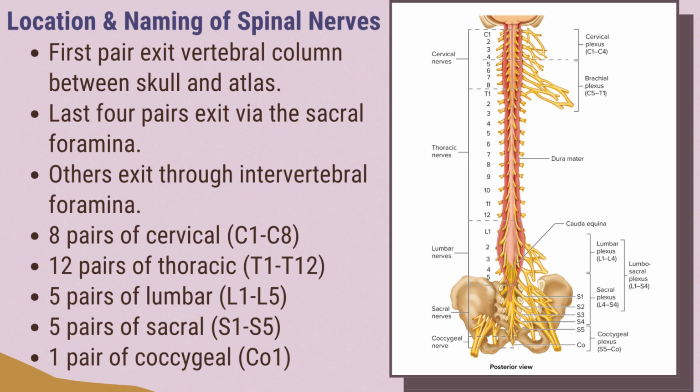There are 8 pairs of cervical spinal nerves, and their names are C1 through C8. 12 pairs of thoracic spinal nerves are named T1 through T12. 5 pairs of lumbar spinal nerves are named L1 through L5. 5 pairs of sacral spinal nerves are named S1 through S5, and the 1 pair of coccygeal spinal nerves are named Co1.